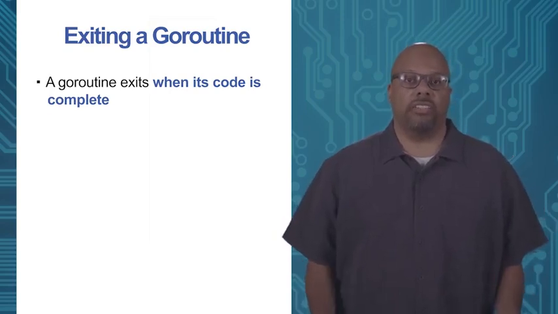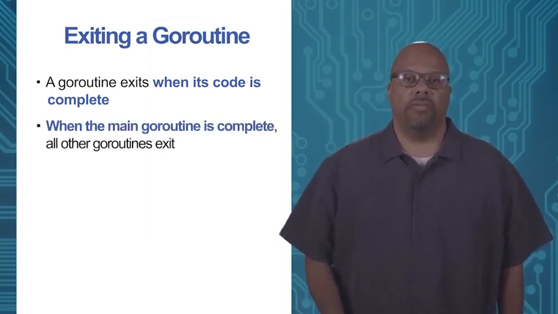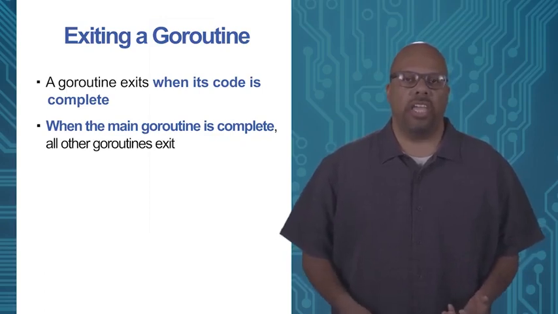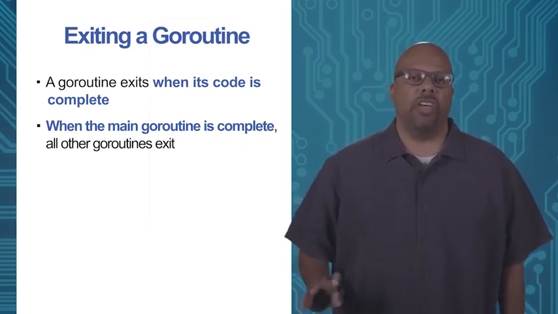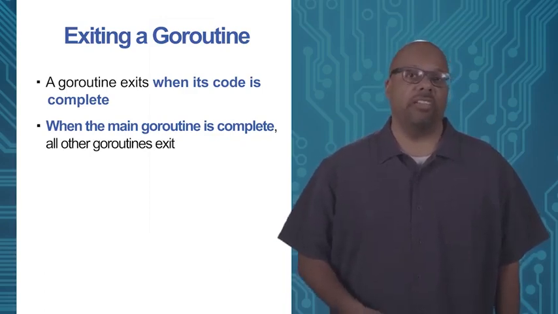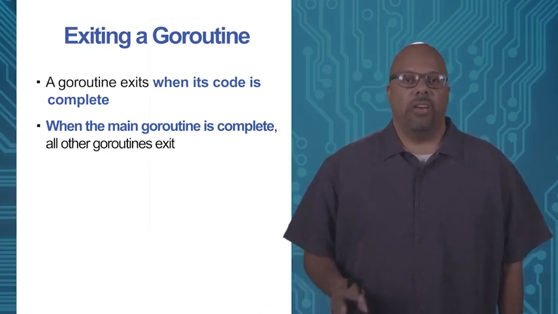Then the Go routine just exits. Now, when the main Go routine is complete, all other Go routines are forced to exit. So what that means is you start with the main. You can make several Go routines from the main. But even if these other Go routines are not finished with their code, if the main Go routine ends, then all the other Go routines will be forced to end and will be forced to exit.